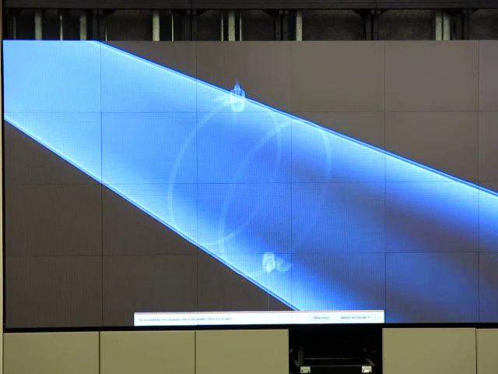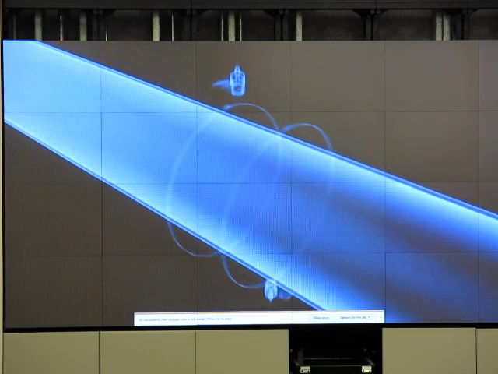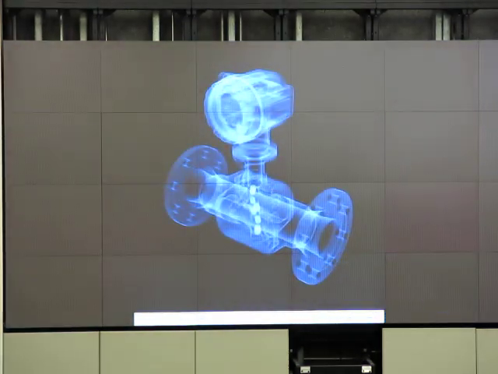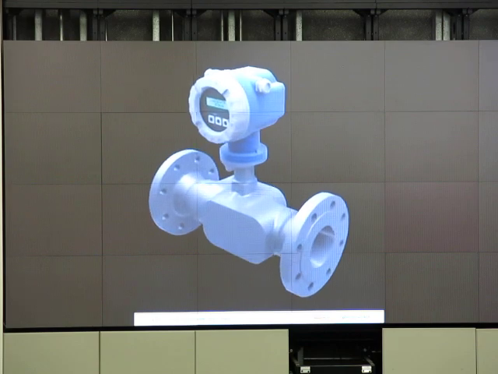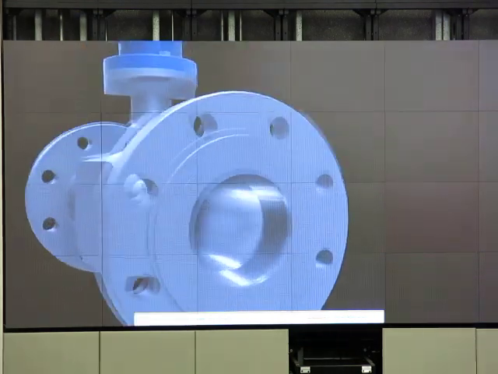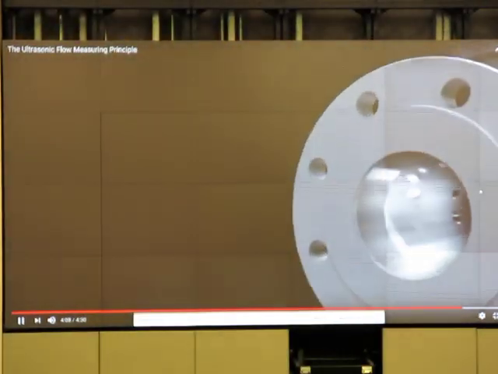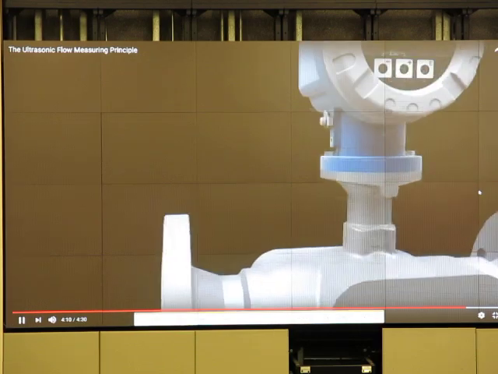This possibility increases the areas of application, for example in the water and hydroelectric industries. Flexible mounting, process safety, and cost effectiveness are the distinctive advantages of ultrasonic flow measurement.